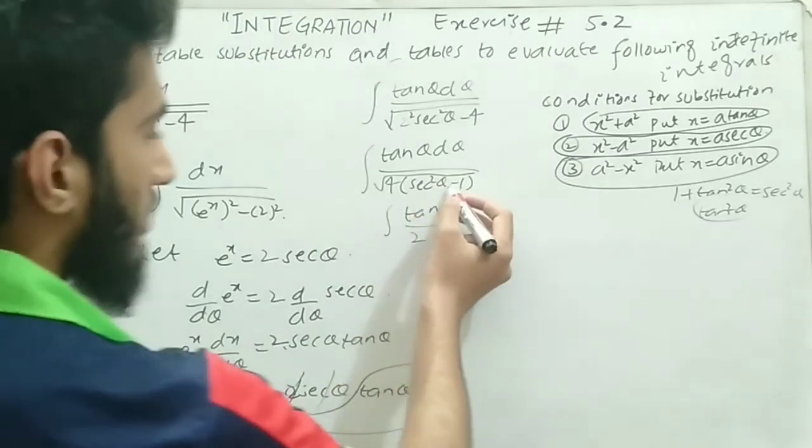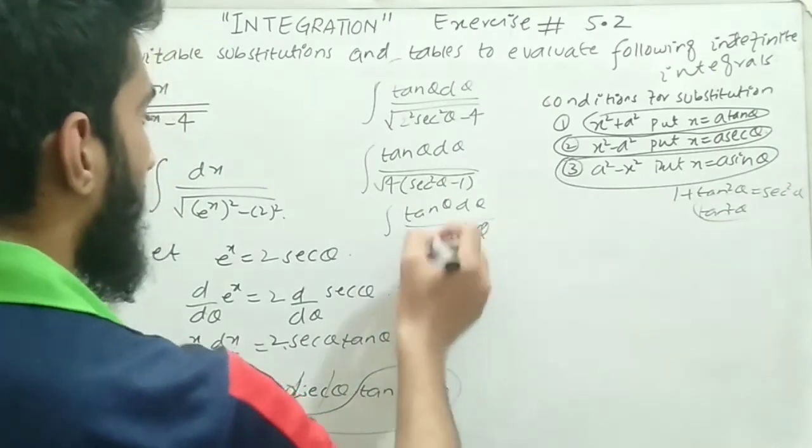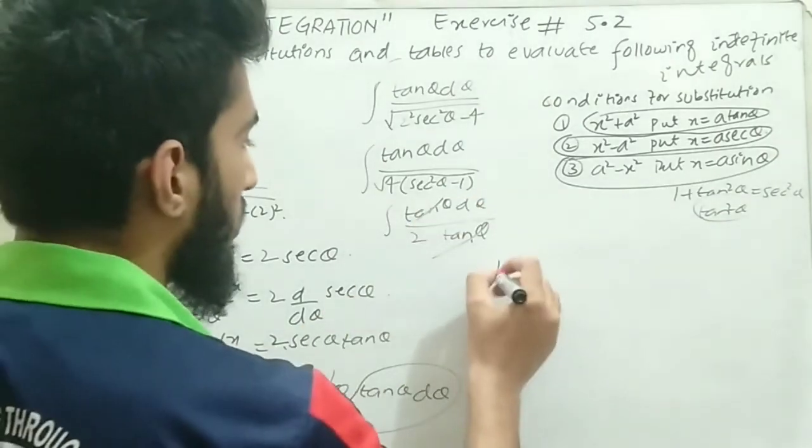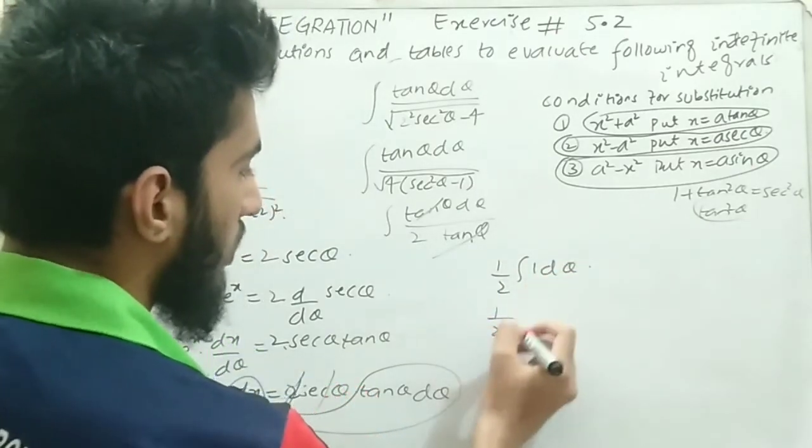And secant square theta minus 1 under root gives us tangent square theta under root. So it will give us just tangent theta. So tangent theta is cancelled with tangent theta. We are left with 1 over 2 integral of 1 d theta. You know that integral of 1 is theta. So 1 over 2 theta.